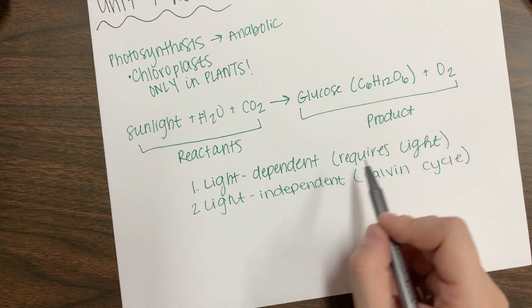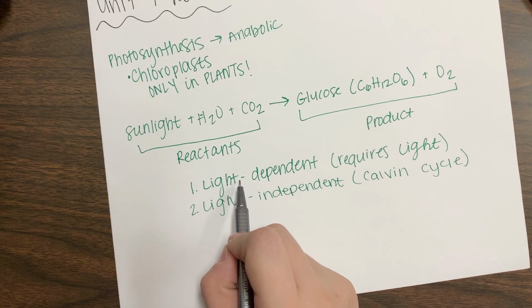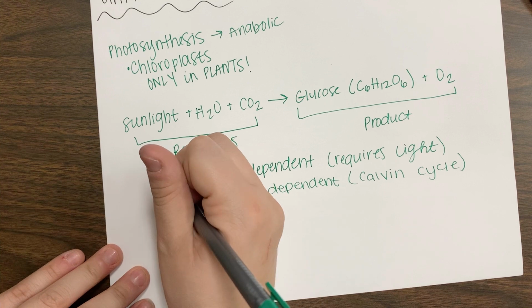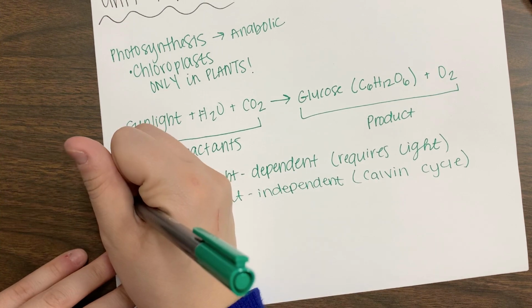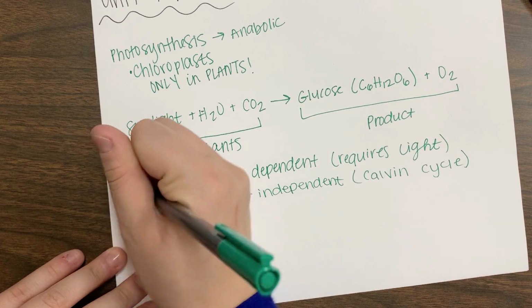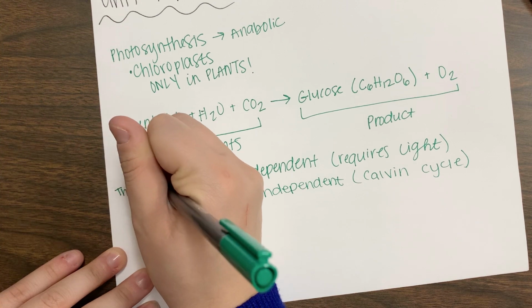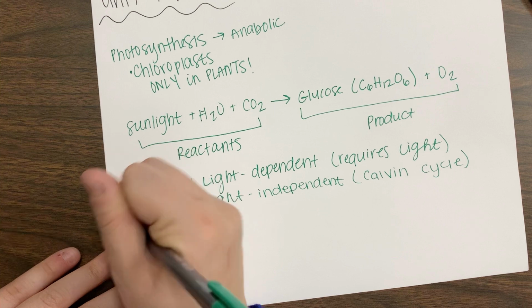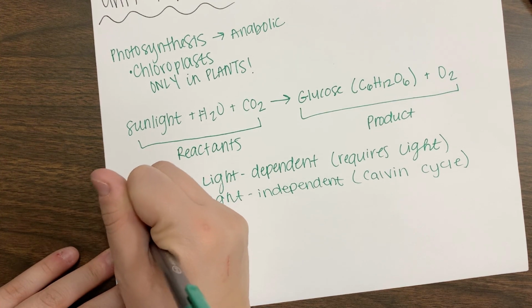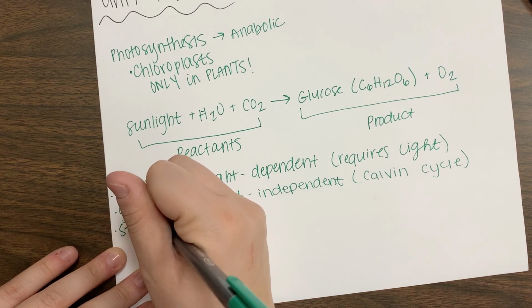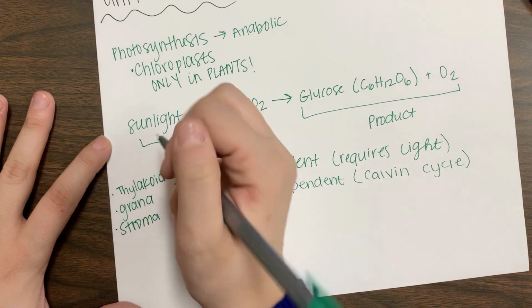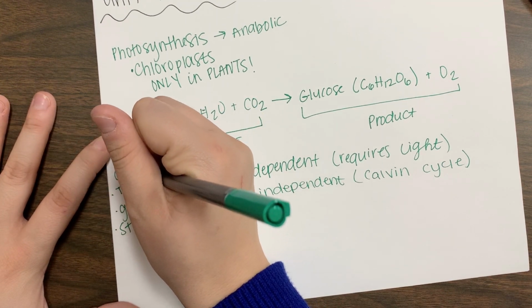So light dependent is going to happen in the leaves, specifically in the chloroplast. And then you have some key terms that you need to be able to understand. So we have thylakoid, which is basically like this little disc. We have grana, which is a stack of discs. And then we have stroma, which is this like liquid, very similar to the cytoplasm that kind of surrounds everything. And all of these are found inside the chloroplast.